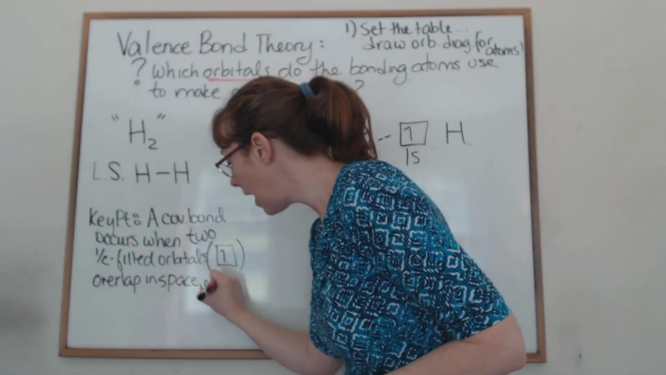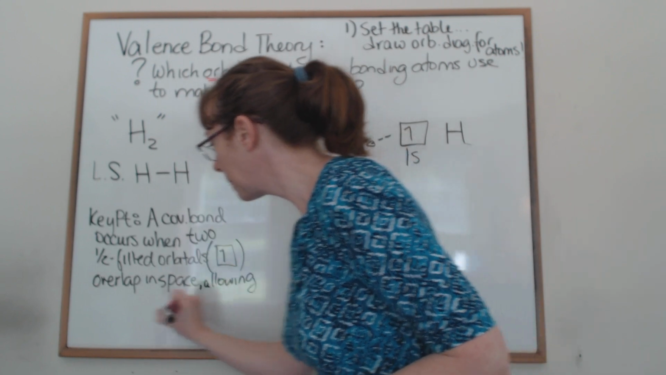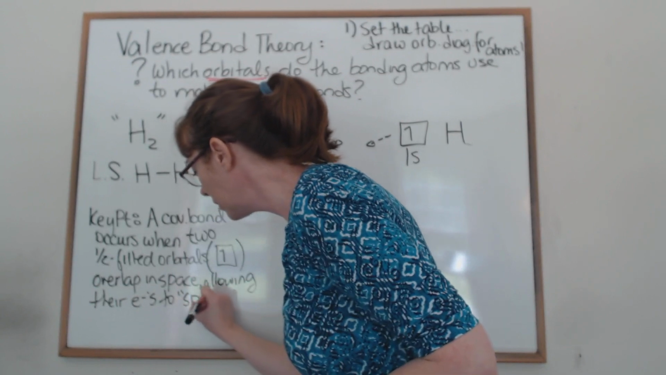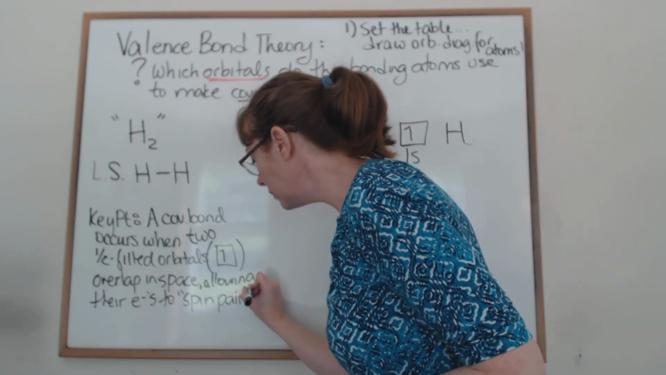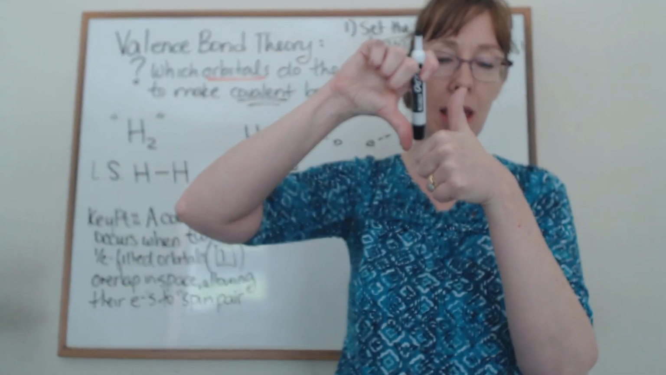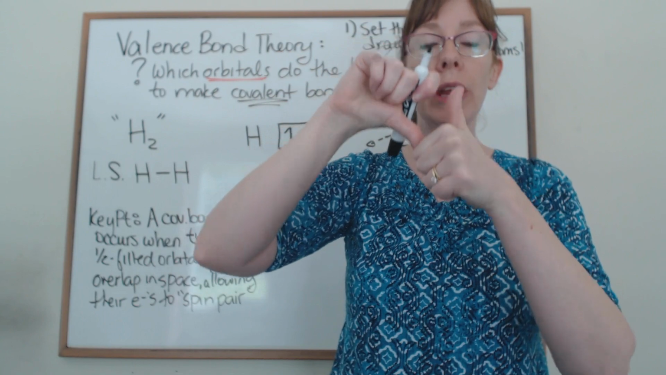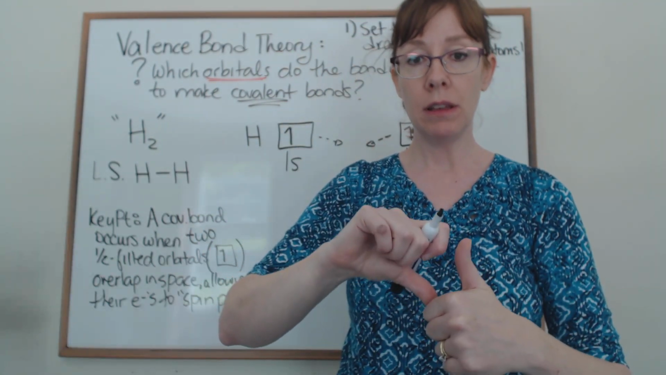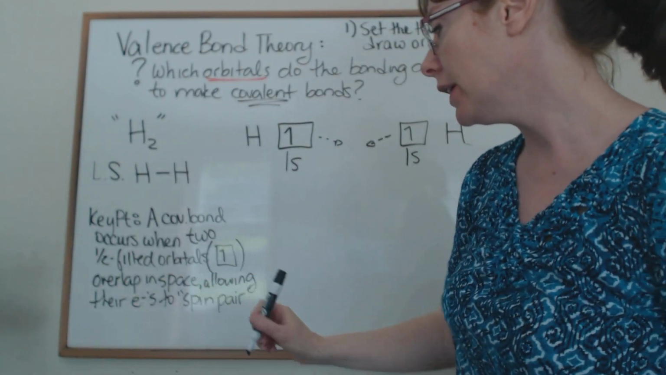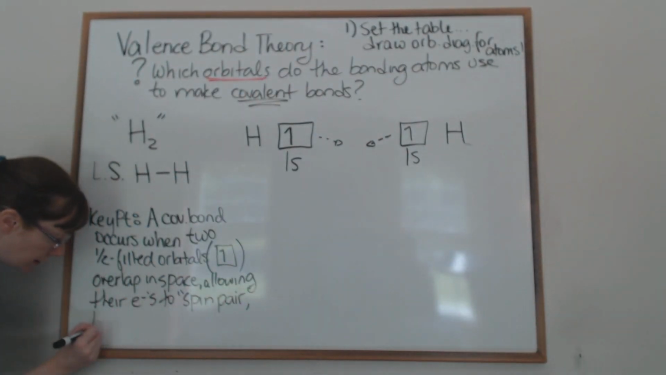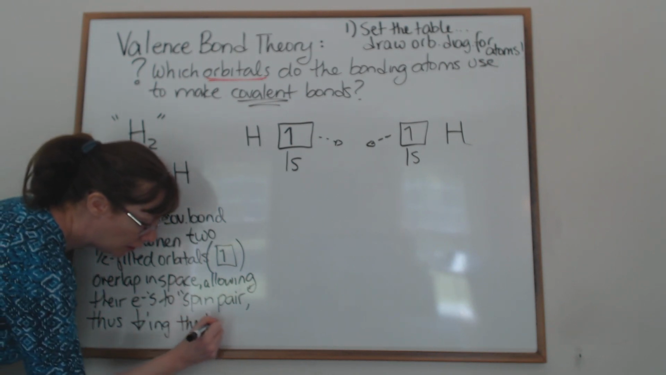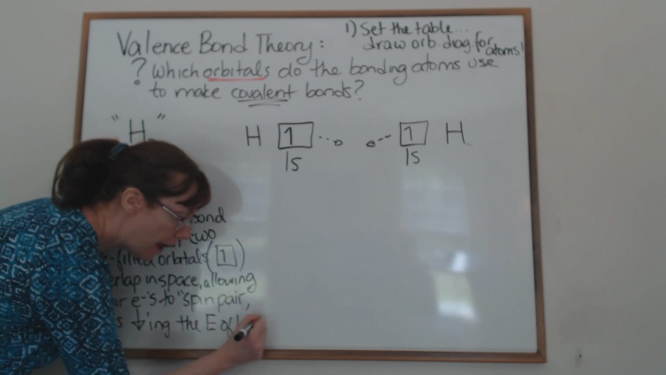Overlap in space, allowing their electrons to spin pair. When an electron can spin pair with another, that means one of them gets to spin up and one of them spins down at the same time. That ends up lowering the energy of both atoms. Electrons like to have a partner to spin pair with. So, allowing their electrons to spin pair, thus lowering the energy of both atoms.